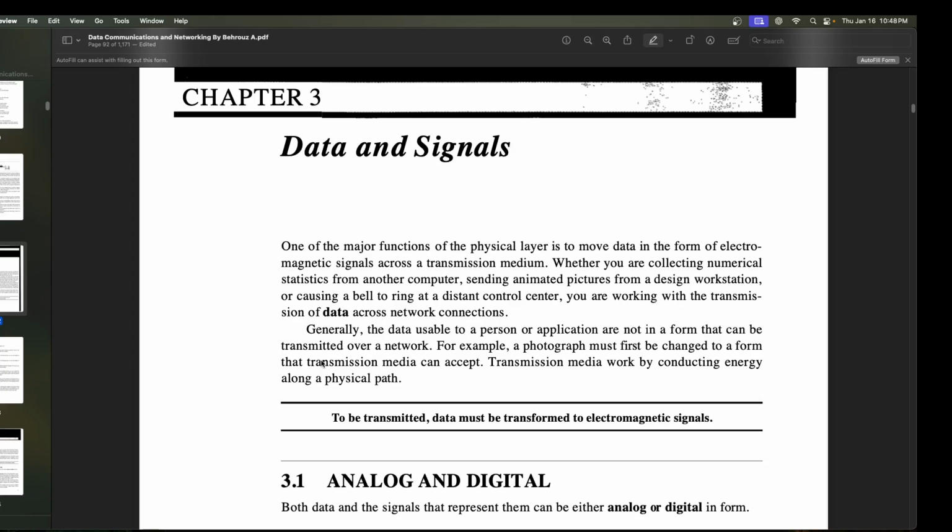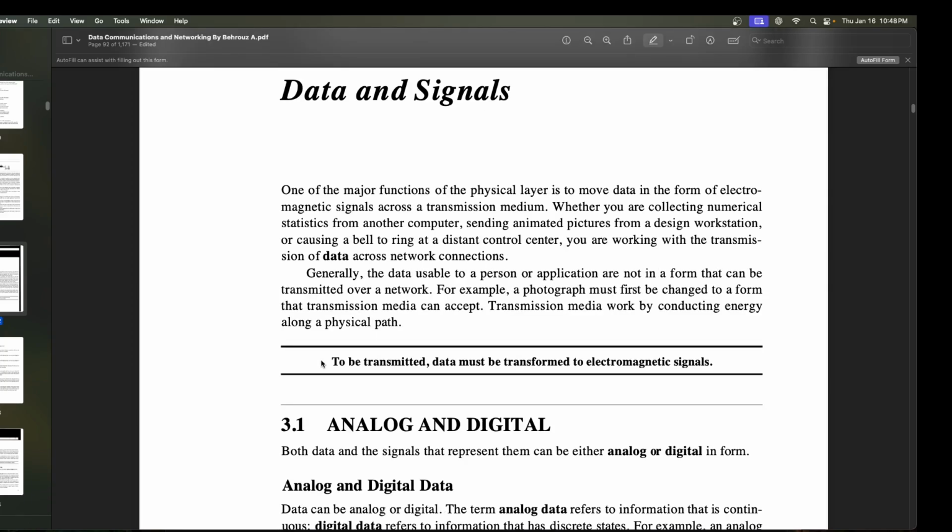Another major function of the physical layer is to move data in the form of electromagnetic signals across a transmission medium. This transmission medium can be anything. Whether you're collecting numerical statistics from another computer, sending animated pictures from a design station, or causing a bell to ring at a distant control center, you're working with transmission of data. Even though it may appear that we are doing something else, it is all related to data and signals.